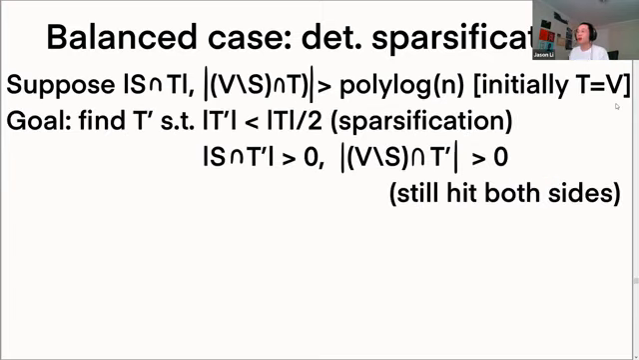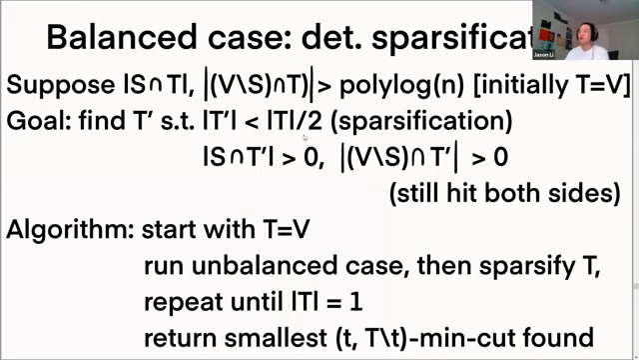Our goal here will be to essentially vertex sparsify T. So we're going to find a subset T prime of size at most half of T, such that we still want T prime to hit both sides of the min cut. So S and V minus S both still have at least one vertex in T prime. Because once we don't have that property, we're kind of dead, because we don't have a single hitting vertex on one side of the min cut. So we still want this property, but the point is we're sparsifying T so that this sparsification can only happen log n times before we're done.